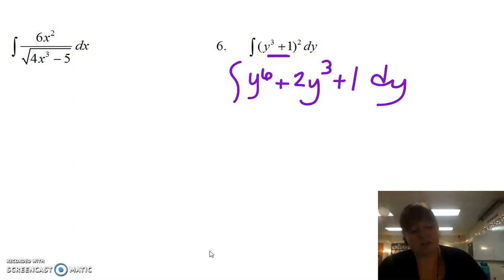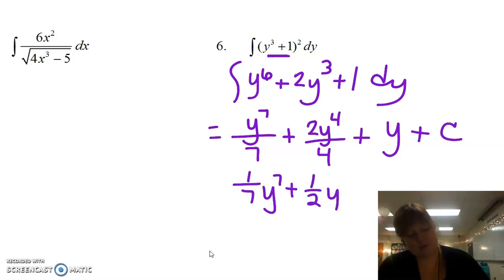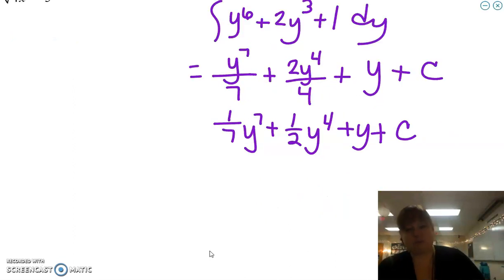And then we just take the integral of each of those. So it's y to the 7th over 7 plus 2y to the 4th over 4 plus y plus c. And that can simplify just a tiny bit. The 2/4 is the only thing. So we have 1/7 y to the 7th plus 1/2 y to the 4th plus y plus c. And so we just had to do term-by-term integration on that one.